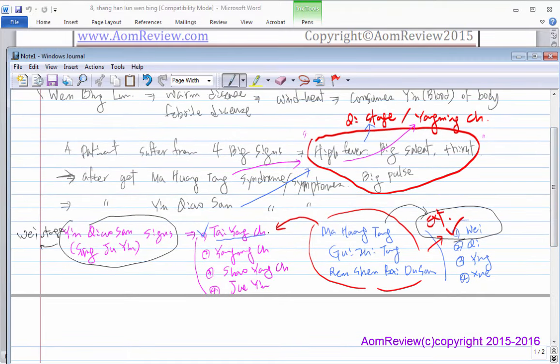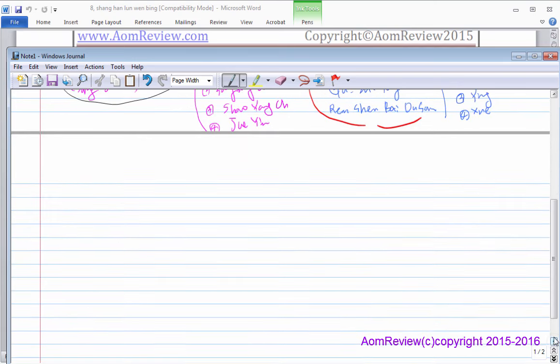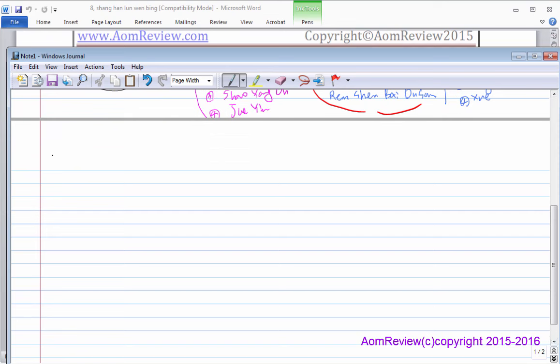But anyway, in disease progression, there is a little bit different progression after catching a cold or exposure to the heat pathogen or cold pathogen. So anyway, we have six stages in Shang Han Lun. The normal order of the six stages is mostly Taiyang, and the next one is Yangming, and also Shaoyang, and after that Taiyin, Shaoyin, and Jueyin.